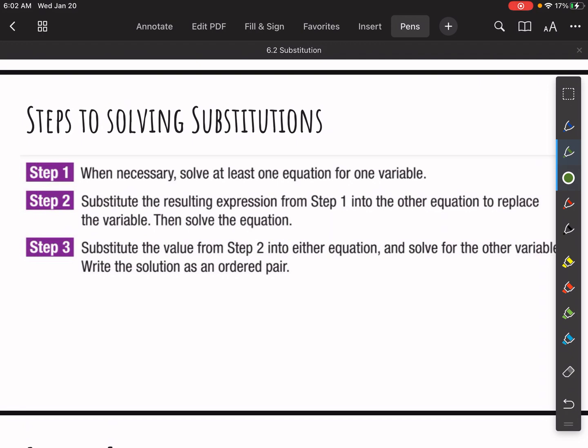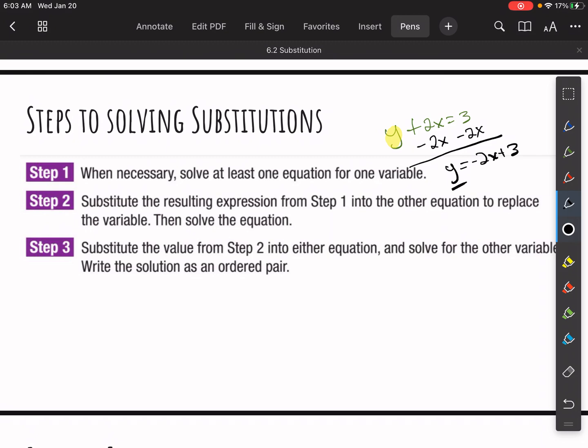Number 1, when necessary, solve at least one equation for one variable. What this means is, if I have y plus 2x equals 3, we want to make sure that we solve this for one variable. Since the y is kind of by itself, I would solve this for y by subtracting the 2x out from both sides. So what I'm left with is y equals negative 2x plus 3. So I solve for one variable.